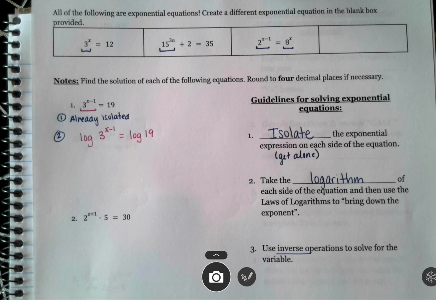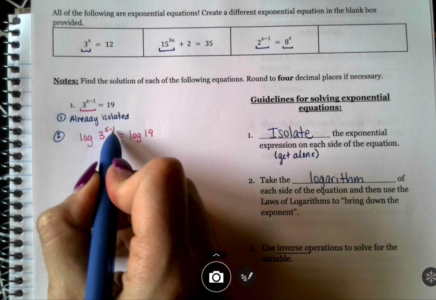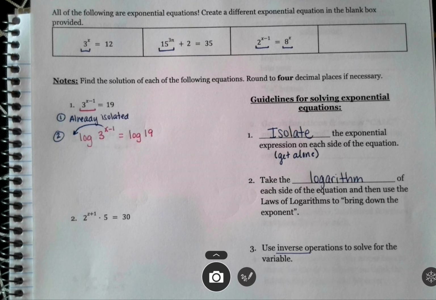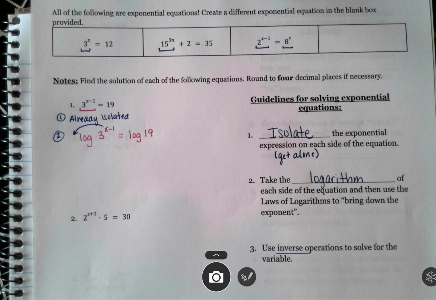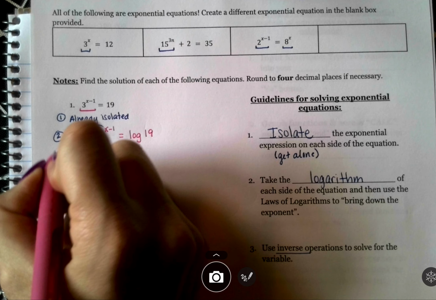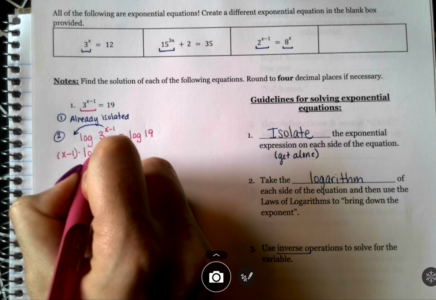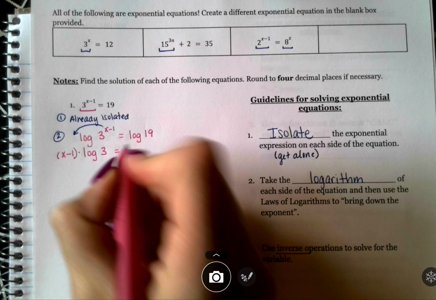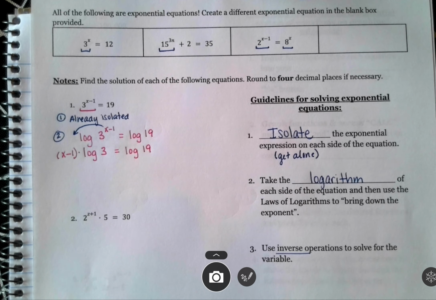Now that I took the log of both sides, I want to bring down my exponent. So one of my log rules is if I have an exponent on my argument, I can bring it down as a coefficient, and I'm going to do that. Now for this exponent, I have x minus 1, and so I want to make sure I put that inside parentheses. So out in front, I have x minus 1, and it's getting multiplied onto log of 3. So I just brought down my exponent. On the right side of my equation, I don't have an exponent to bring down, so I just keep it as log of 19.